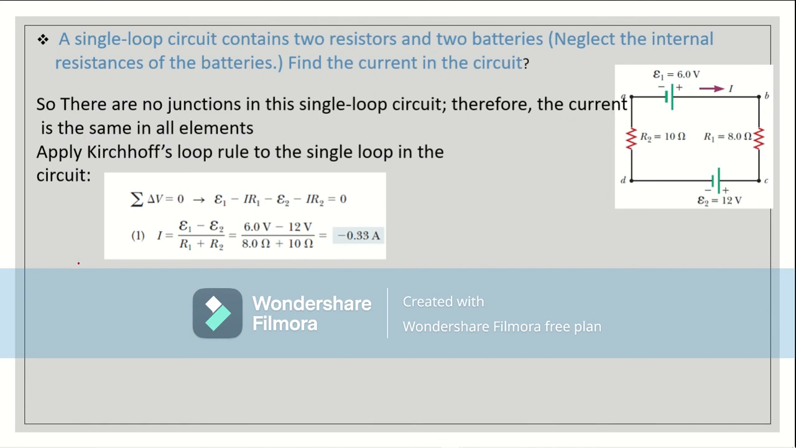Applying Kirchhoff's loop rule to the single loop in the circuit, the summation of delta V equals 0, which equals E1 minus IR1 minus E2 minus IR2 equals 0. So the current equals E1 minus E2 over R1 plus R2, which equals 6.0 minus 12 over 2.0 plus 10, which equals negative 0.33 ampere.